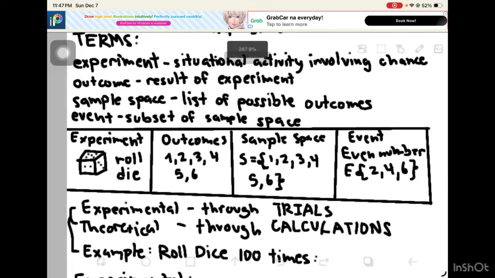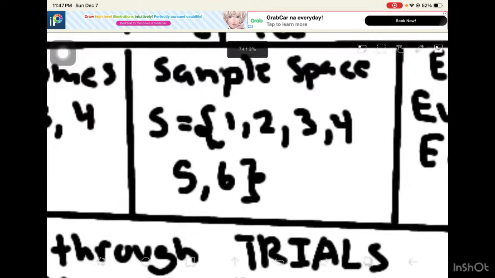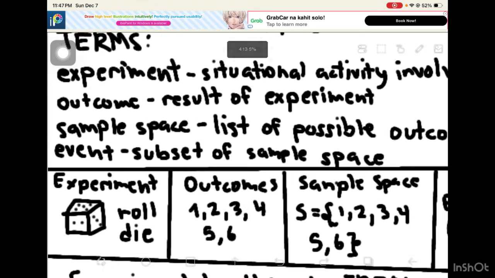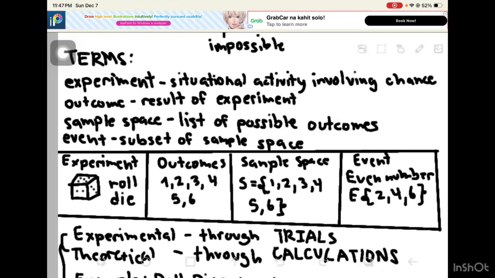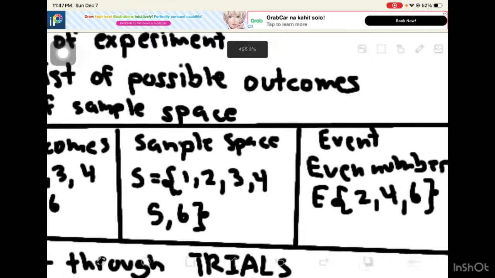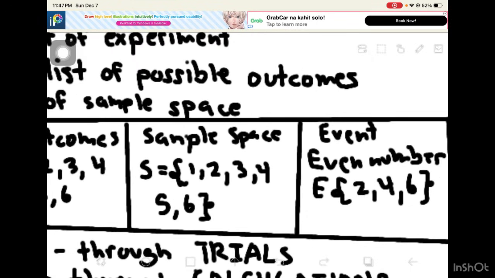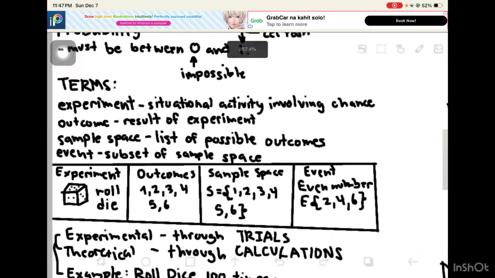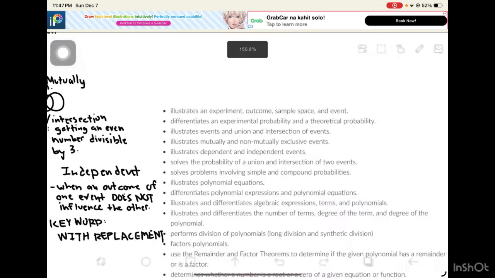And then the sample space is the list of possible outcomes, and it's usually notated like this. So S is equal to curly bracket and then all of this. So 1, 2, 3, 4, 5, 6. And then the event is a subset of a sample space. So let's say out of this sample space we want even numbers only. So even numbers, E, is 2, 4, and 6. So these are the different terms that you need to know in order to understand probability.